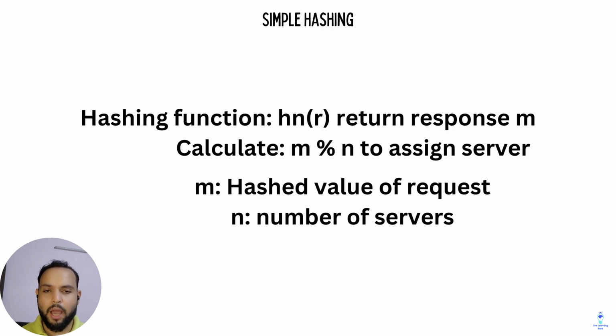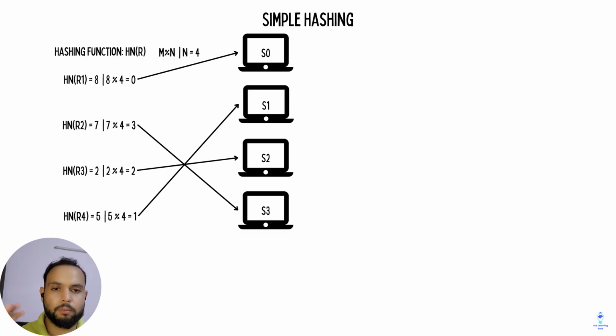Okay, so let's say we have a hash function hn. For hash function hn, let's say I have 4 requests. For request number 1, we get a particular value of 8. For request number 2 we got a value of 7, for request number 3 we got a value of 2, and for request number 4 I got a value of 5. Now since there are 4 servers, hn of r1 mod 4 is 8 mod 4 equals 0. So we got the value 0, and we assign server S0 to the request. Similarly, for R2, 7 mod 4 equals 3, so S3. Similarly, 2 mod 4 is 2, so S2, and 5 mod 4 is 1, so S1. Okay, so we are assuming that the load is nicely and uniformly distributed across the servers, right?